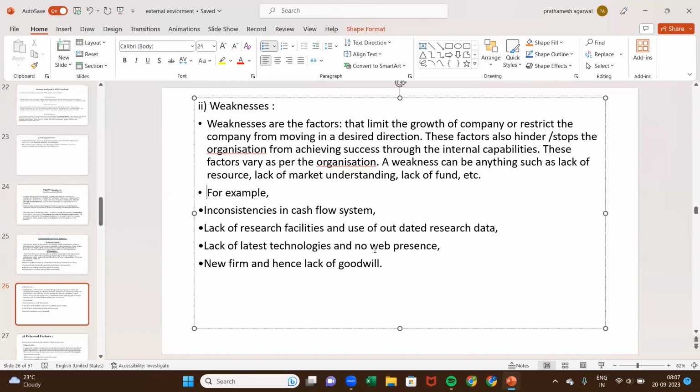Lack of latest technologies and no web presence. You don't know Google, you don't know web designing. New firm and hence lack of goodwill. You know what is goodwill? Like nobody knows you in the market because you're a new firm.